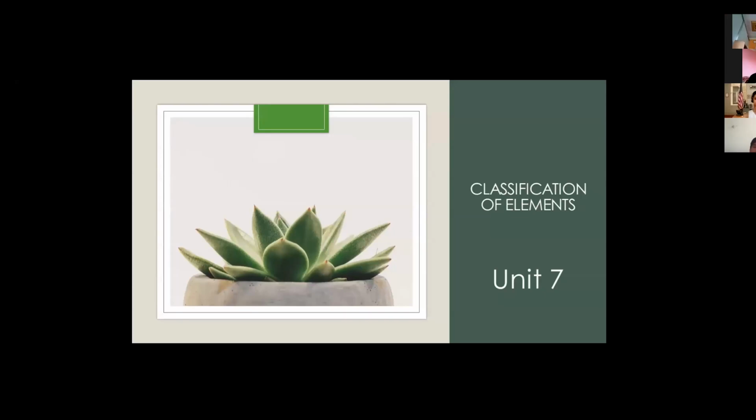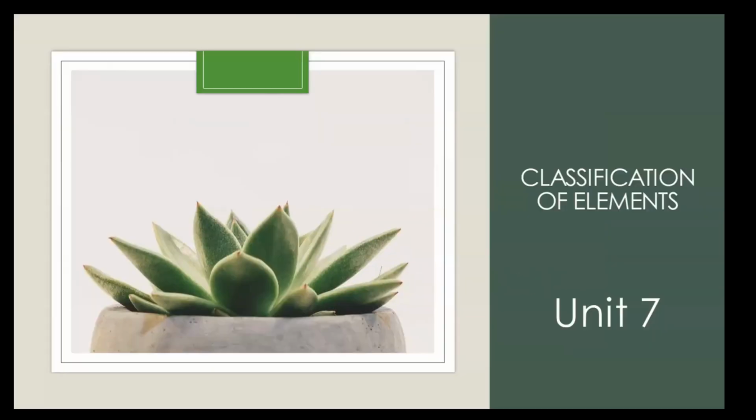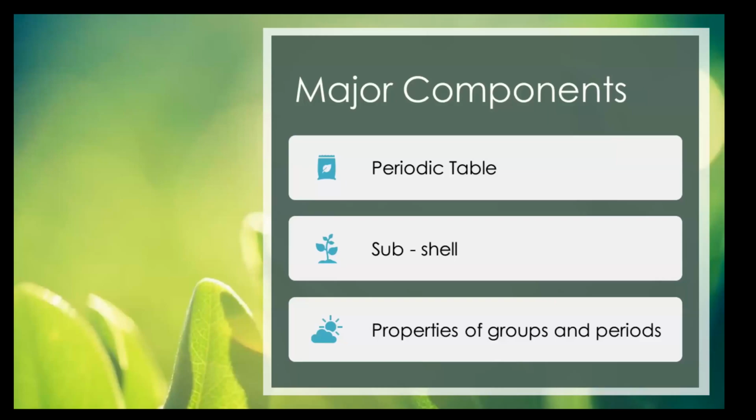Here are the lessons we are going to read. We are reading classification of elements, unit 7. From last class, we have started reading this chapter. Okay, let's review for 1-2 minutes. The major portions that we are going to read in this lesson are periodic table, subcell, properties of groups and periods in the periodic table.